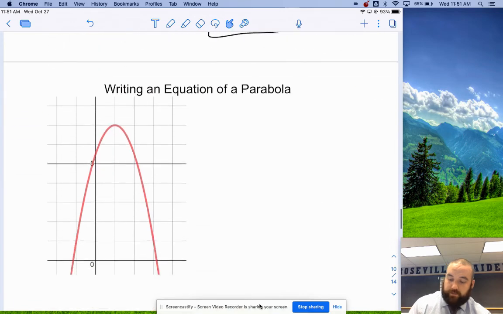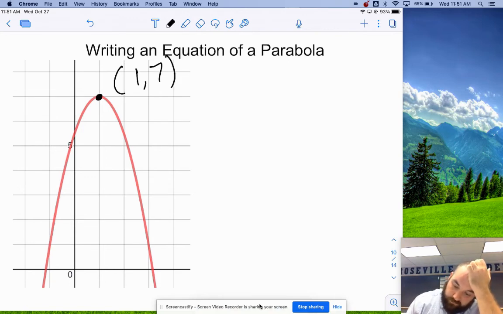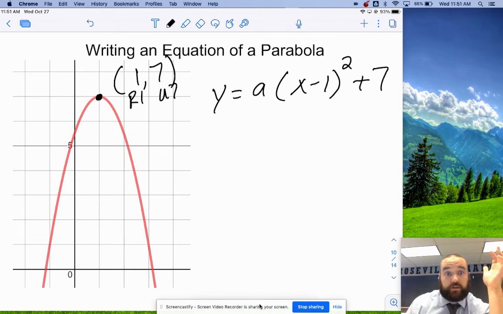All right. If we try this again, I know it's opening down, so the a value has to be negative. There's got to be a negative in there somewhere to make the graph open down. But if we start with this vertex method, and we say this is 1, 7, okay, then I know it's going to be y equals a times x minus 1 squared plus 7. Because this is right 1 and up 7 from your typical vertex.